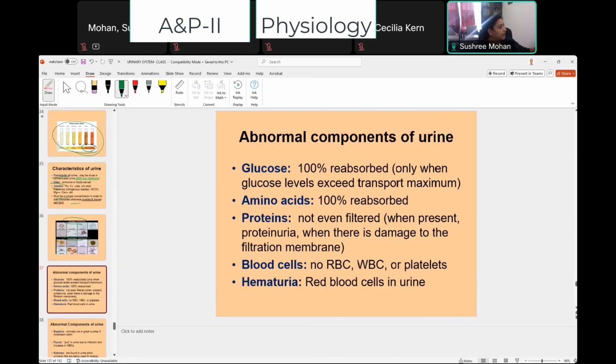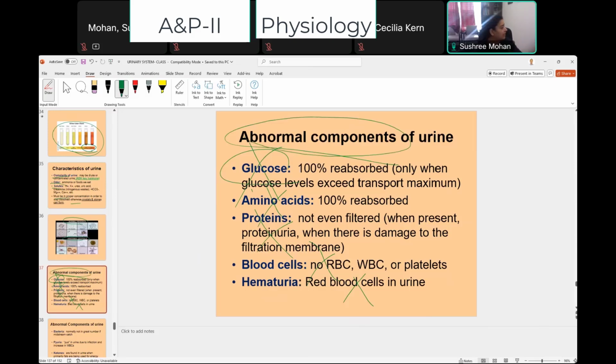Abnormal components: you should not have glucose in the blood. You should not have amino acids and proteins in the urine. You should not have glucose, amino acid, and protein in the urine. You should not have RBC in the urine. You should not have any of these in the urine. If they come in the urine, that means they are abnormal.